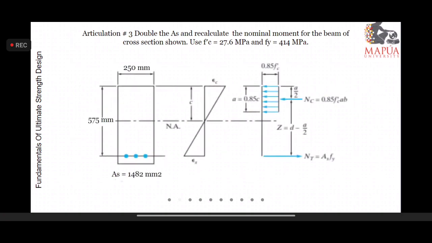So let's say we are going to double the steel reinforcement by virtue of its magnitude and recalculate the nominal moment for the beam of the same cross section with the same material strength. So as illustration number 3. In here, we have this setup.